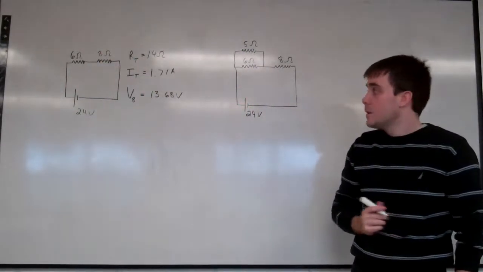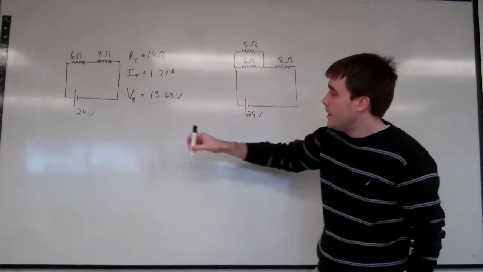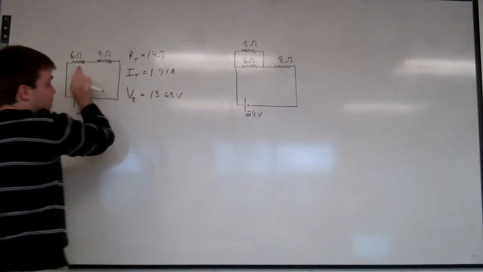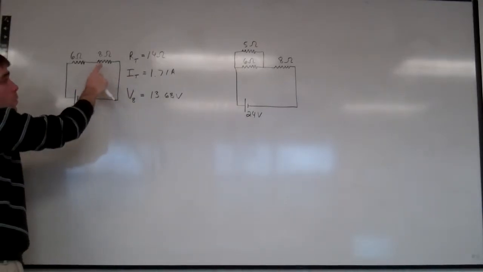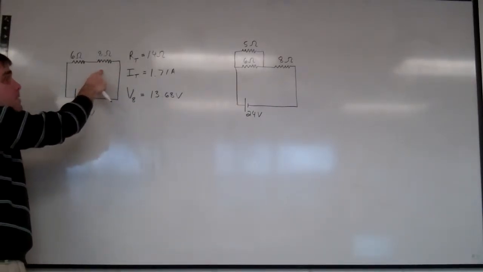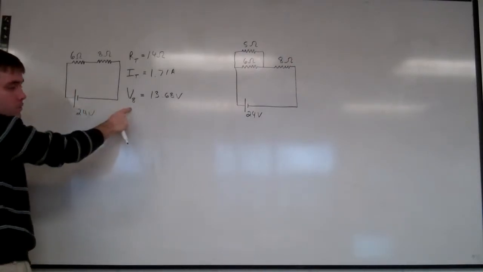Questions on how I found any of those things? The last one? Yeah. We did the current through this one is 1.71, current through this one is 1.71. So we did 1.71 amps times 8 ohms. Yep, so we're finding the voltage across the 8 ohm resistor.